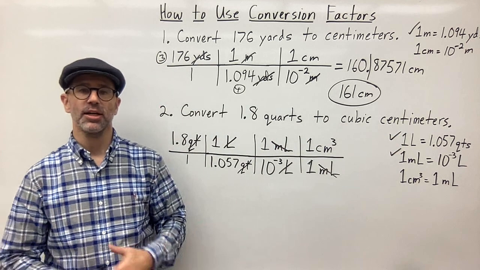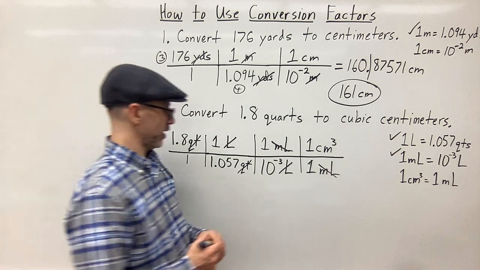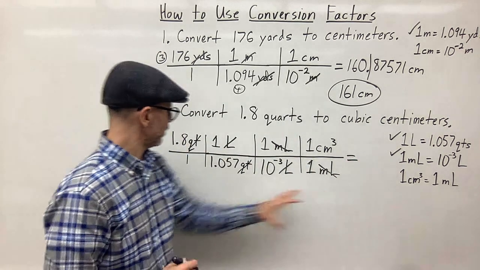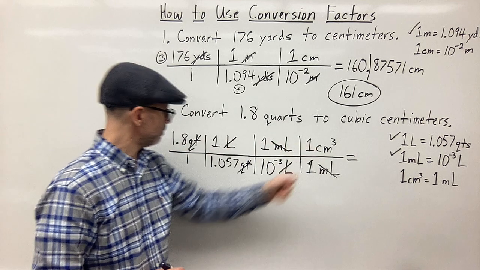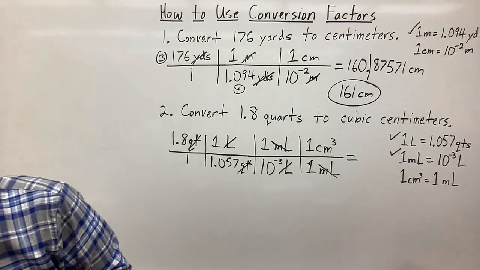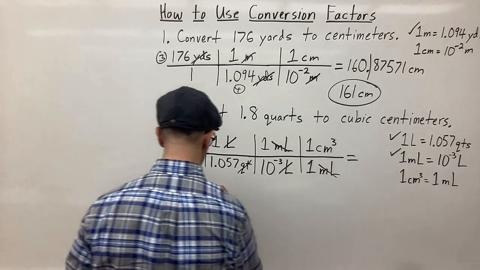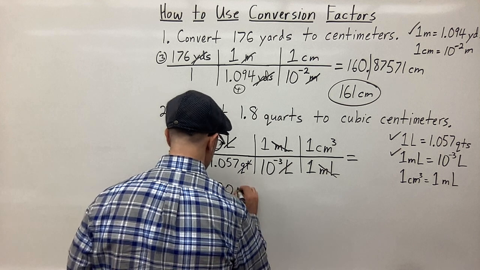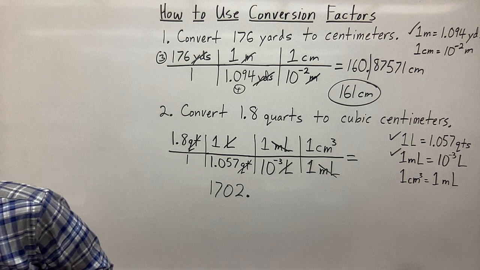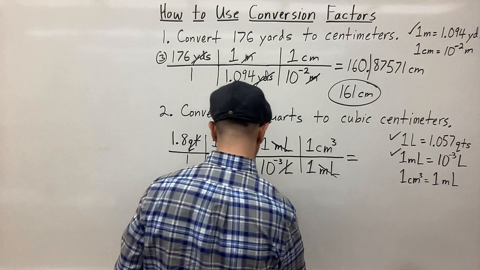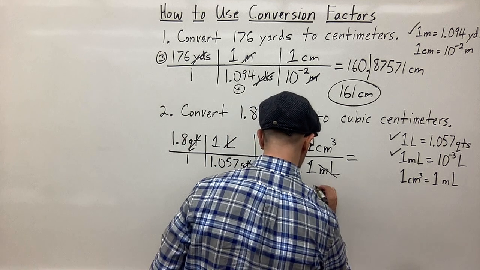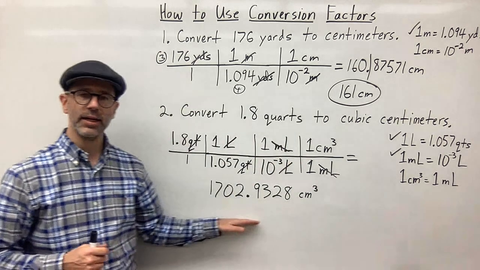I am now finished. No more conversion factors. So at this point, it's just a matter of multiplying and dividing. I'm going to write the answer down here. So I multiply by everything on top. I divide by everything on the bottom. When I do that, I get 1,702.93.28 centimeters cubed. So here's my calculated answer.